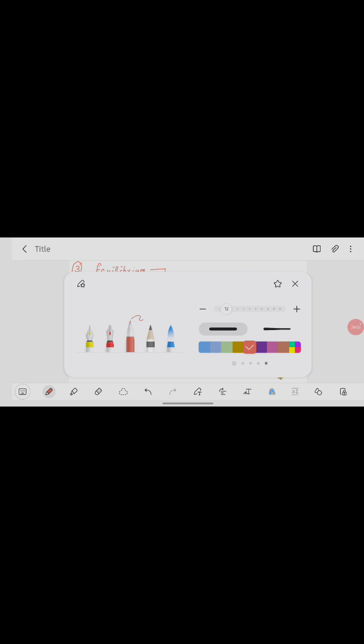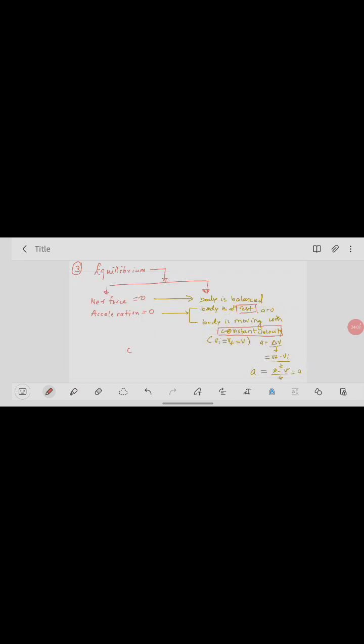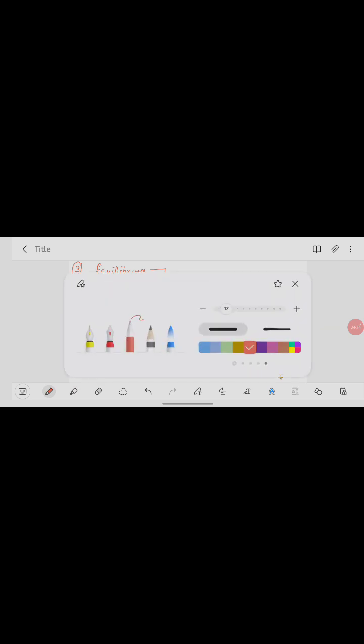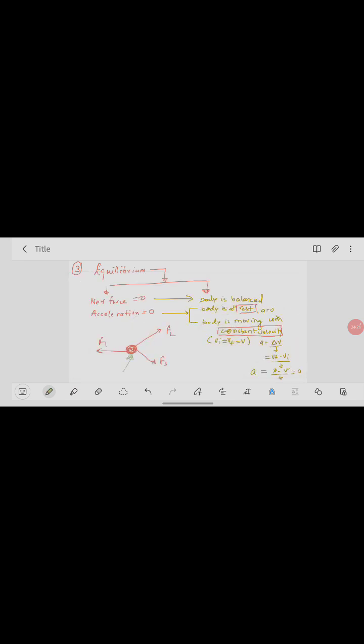So let us suppose there is an object, and you are applying a force F1 from here, a force F2 from here, and a force F3 from here. You are applying forces on all sides, and if the net force becomes 0, the sum of all the forces becomes 0, then we will say this body is in equilibrium.